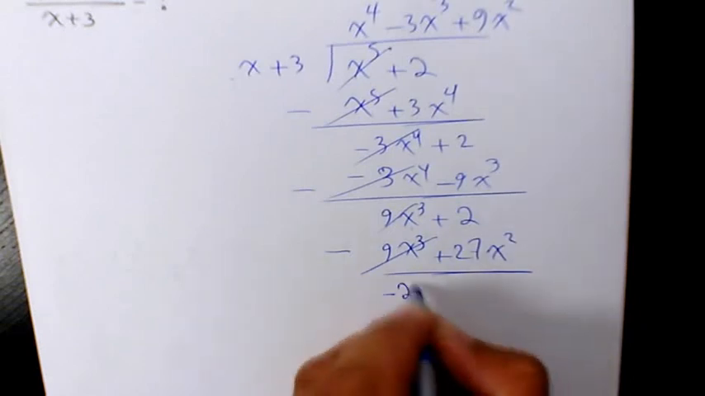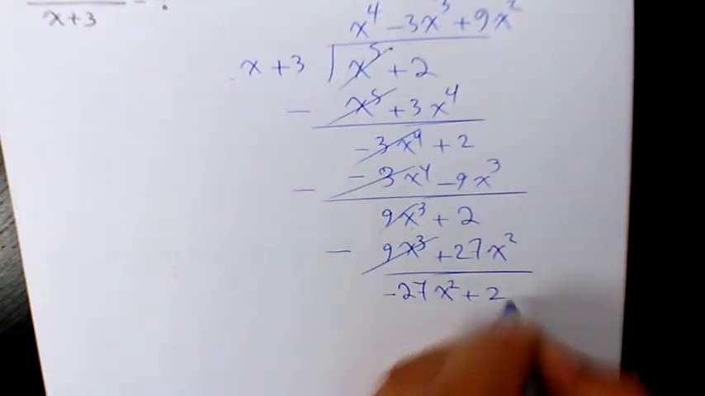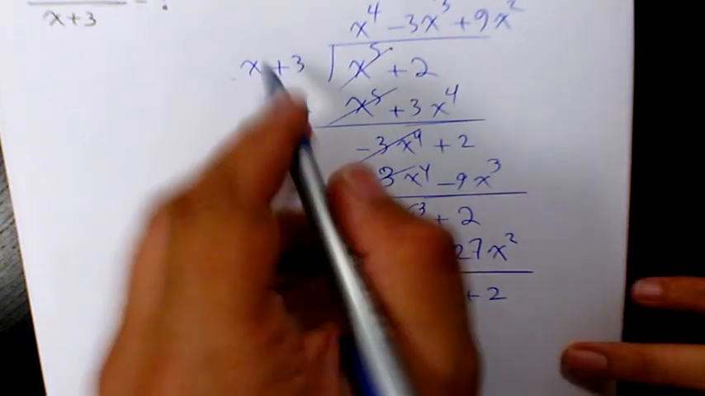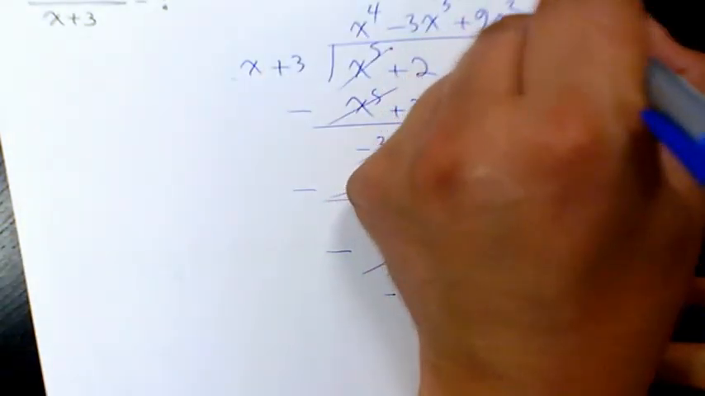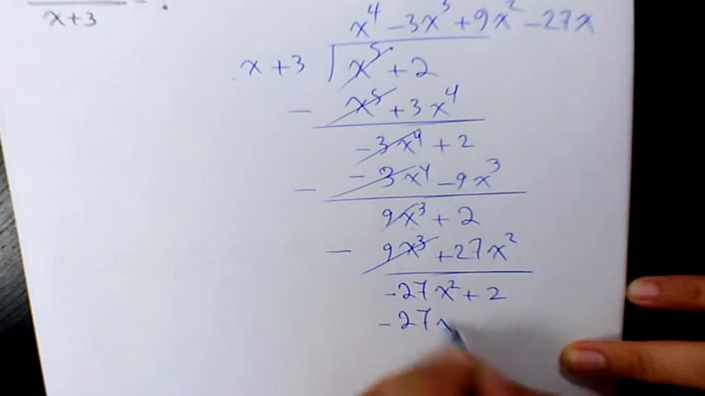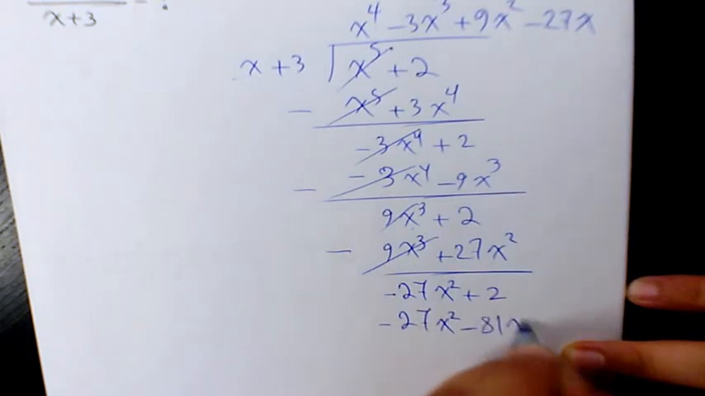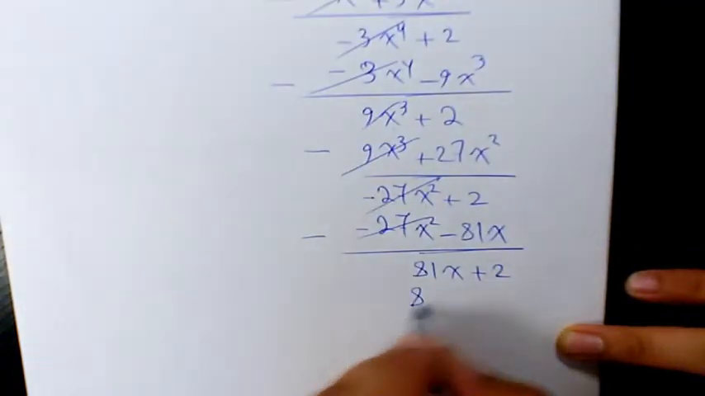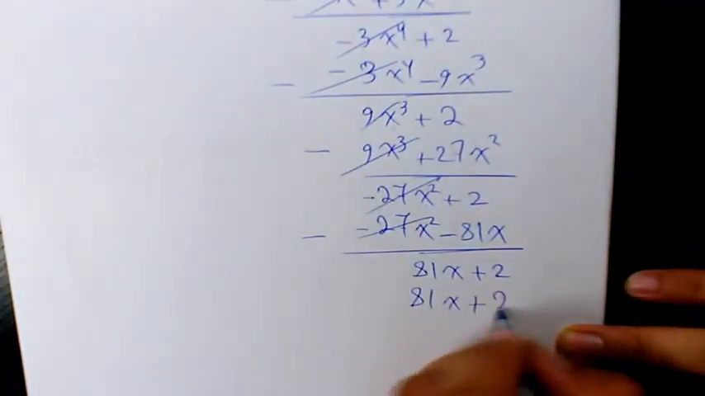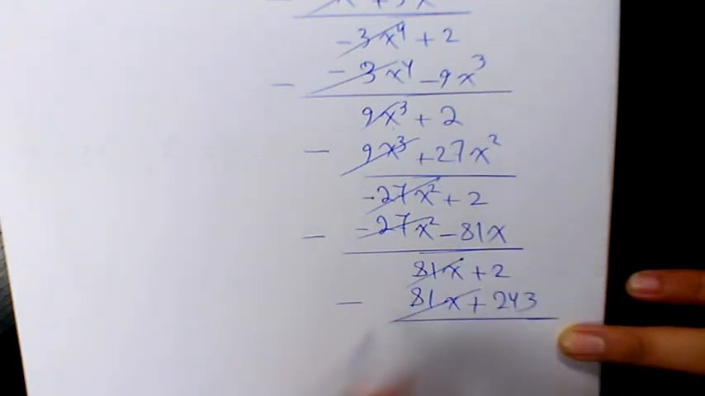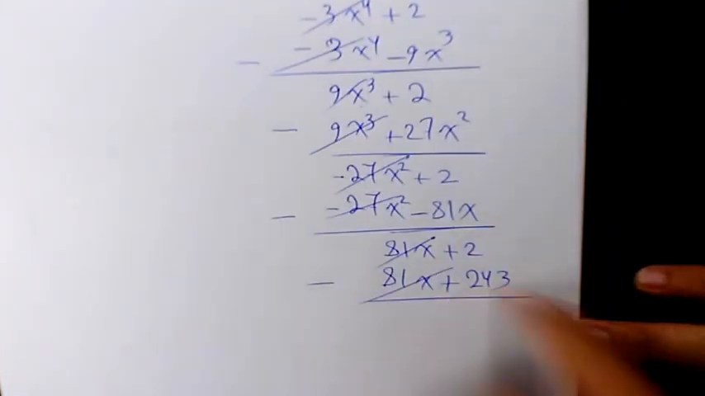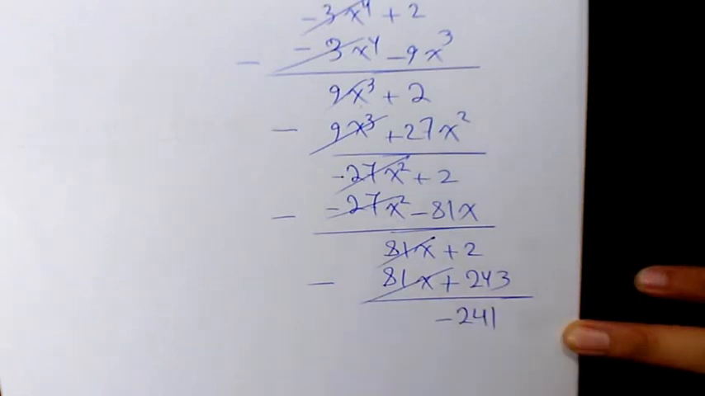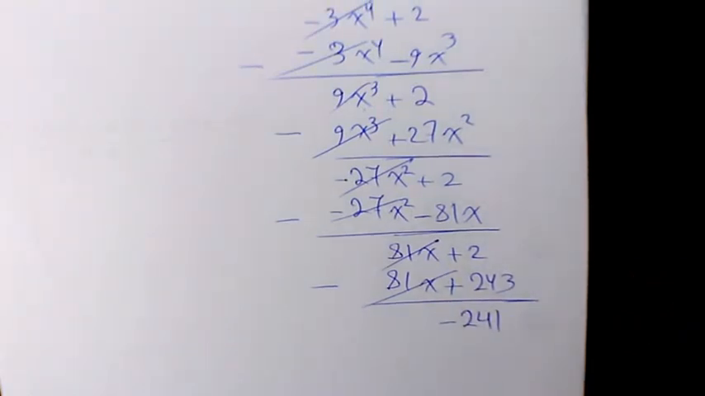We have negative 24x squared plus 2. Negative 27x squared divided by x is going to be negative 27x. When you multiply, negative 27x squared minus 81x, when you subtract it, these two cancel out, and we have 81x plus 2. 81x divided by x is going to be 81. When you multiply, 81x plus 243, when you subtract it, these two cancel out, and you have 2 minus 243, which is negative 241. So that's the remainder.